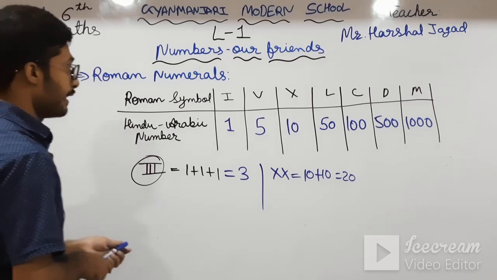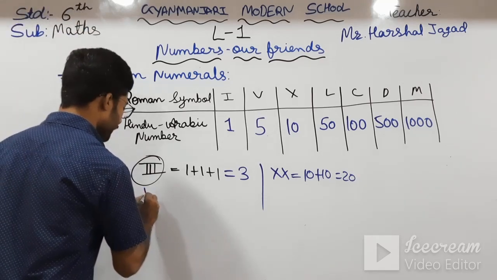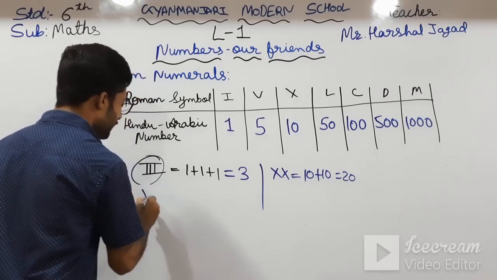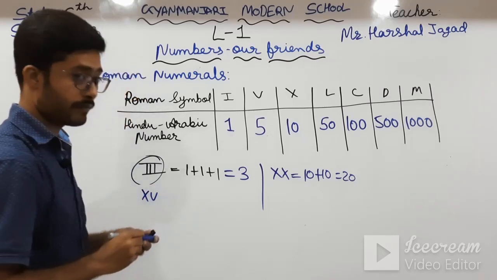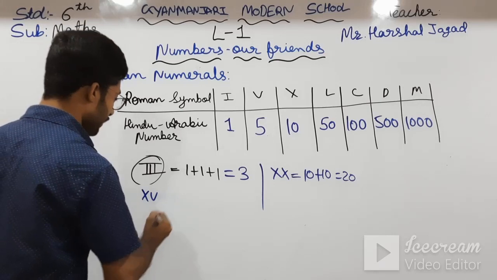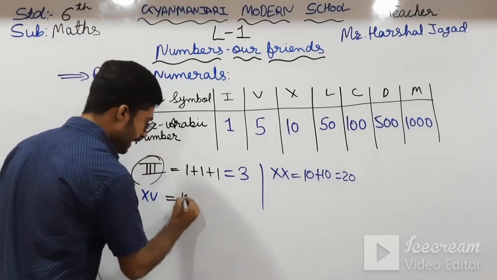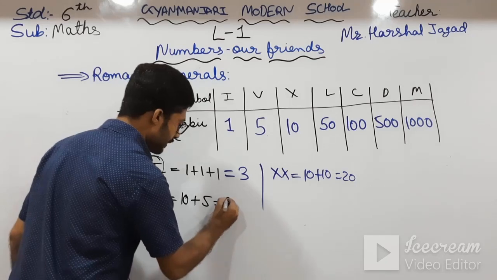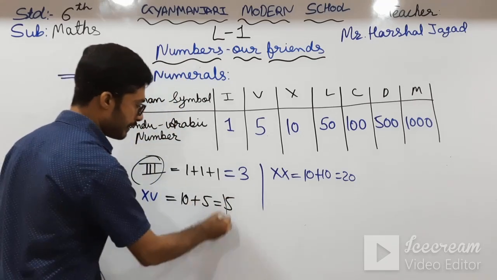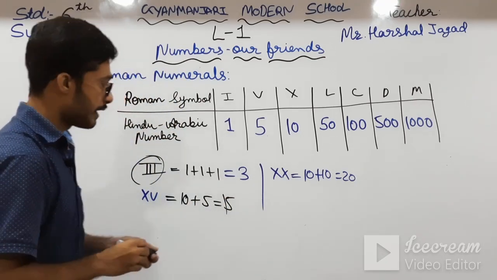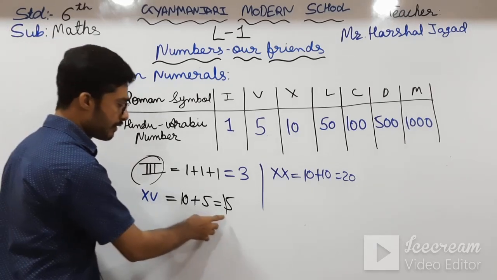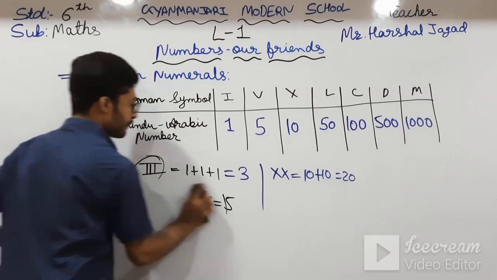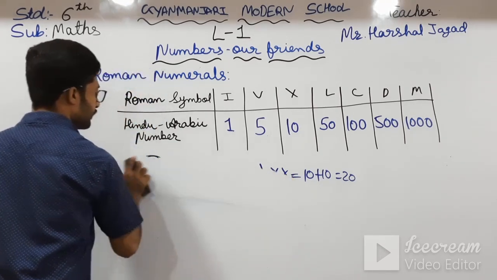And if I write X V, then what will happen? Here 10 plus 5, that is 15. If I write X V, that is 15. Next rule.